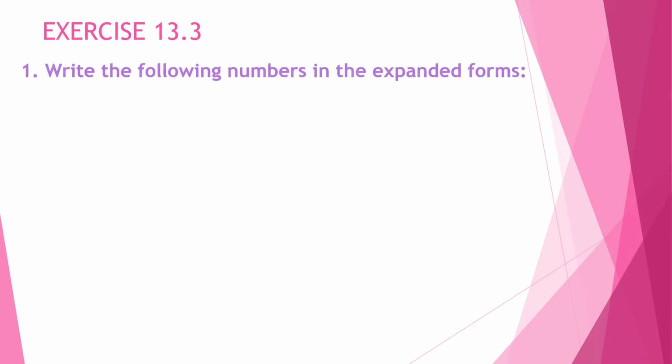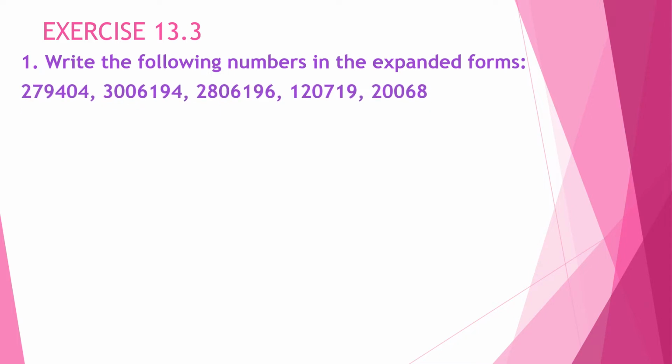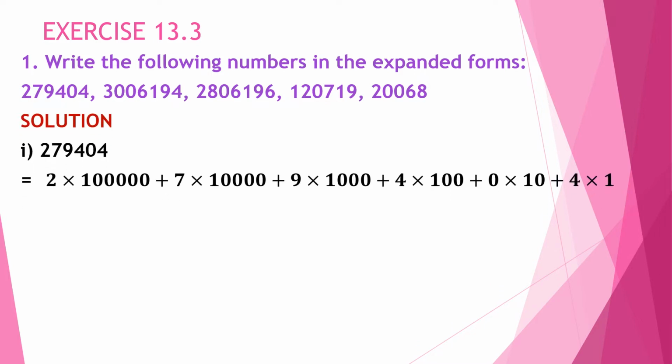Now we can move to exercise 13.3. The first question: write the following numbers in the expanded form. So the first number is 2,79,404. The expanded form is 2 multiplied by 1 lakh plus 7 multiplied by 10,000. Because 2 is in the lakhs place, we can write 1 lakh plus 7 into 10,000.